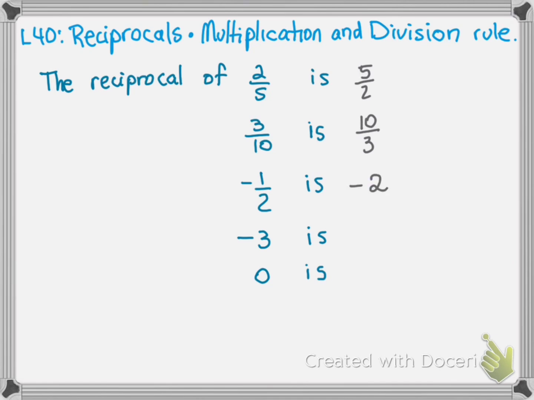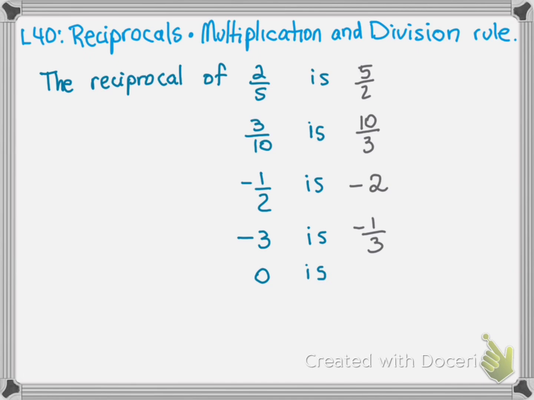Now, it would be -2/1, but we don't say that. We don't write the 1 in the denominator, so we just write -2. Notice how we keep the signs. If they're positive, the reciprocal is positive, and if they're negative, the reciprocal is negative. Let's continue. The reciprocal of -3 is going to be -1/3. And again, that is because -3 has a 1 in the denominator, so it goes to the numerator.